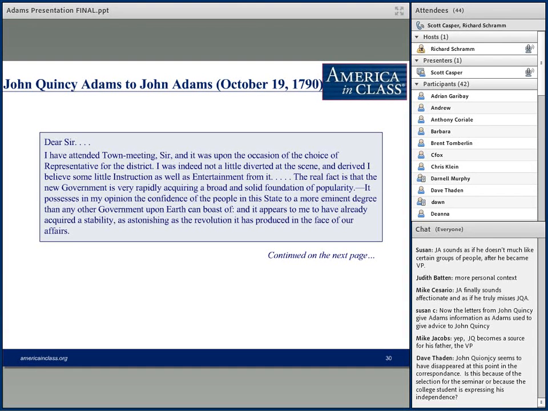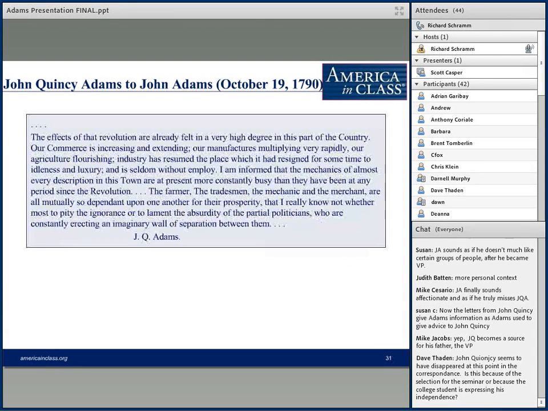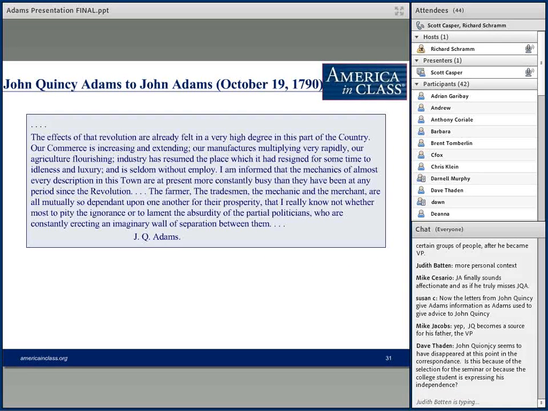This letter continues. "The effects of that revolution, that is the creation of the new government, are already felt in a very high degree in this part of the country. Our commerce is increasing and extending, our manufacturers are multiplying very rapidly, our agriculture flourishing, industry has resumed the place which it had resigned for some time to idleness and luxury, and is seldom without employ.